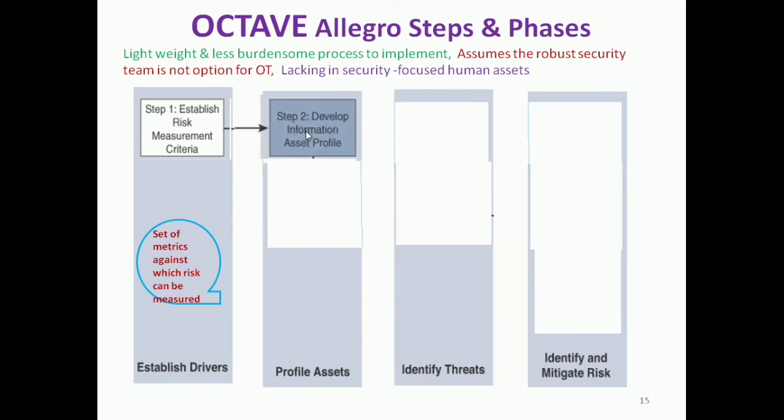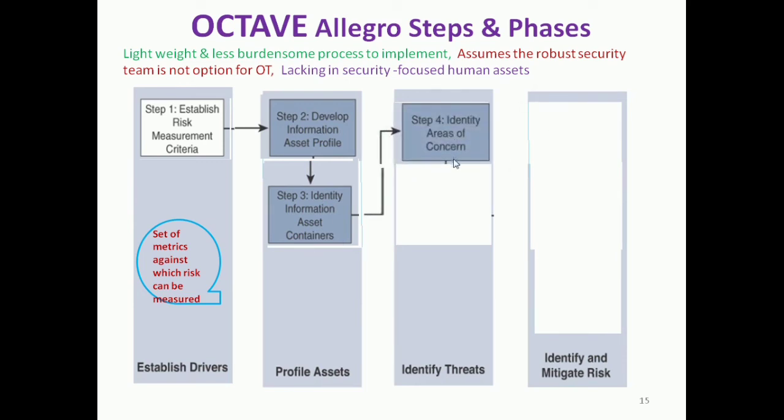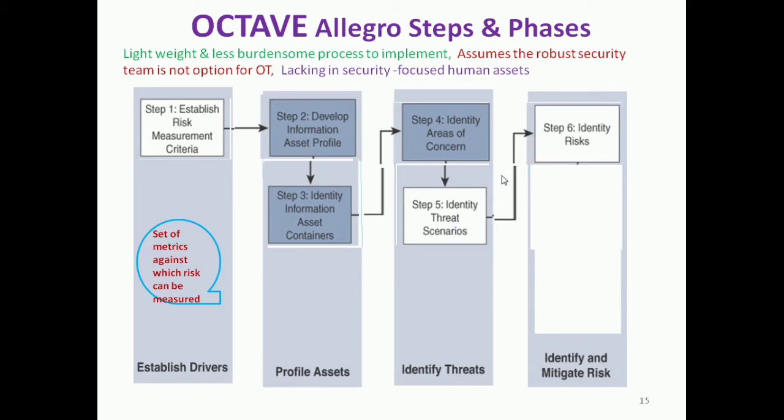The second aspect is develop the information asset profile. As we see, asset profiles include the owner, or the document, or technology adapted for those profiles, the assets and so on. That identifies the information asset containers, right? So one container seen in the previous discussion is a document related to that asset, right? So there are several such containers. The fourth step is to identify the areas of concern, that concern we have to take care of. The fifth step is that we have to identify threat scenarios and take care of them. Step 6 is identify the risk.